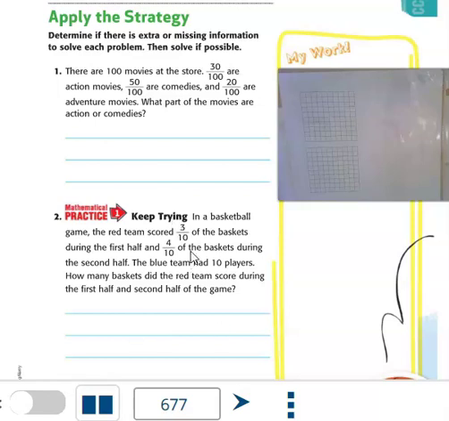Since this one is only tenths, I want to do number 1, since it is in the hundredths place. So there are 100 movies at the store. 30 hundredths are action movies, 50 hundredths are comedies, and 20 hundredths are adventure movies. What part of the movies are action or comedies?